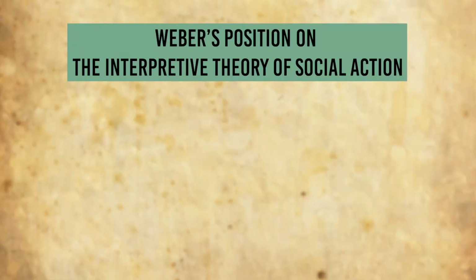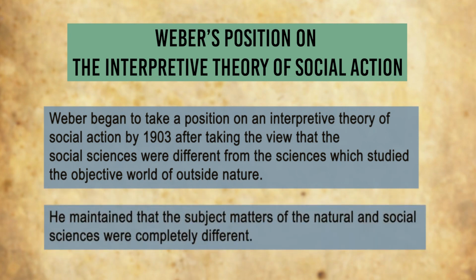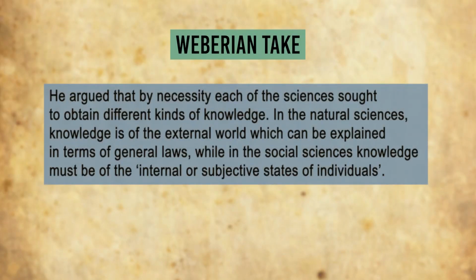Weber's position on the interpretive theory of social action. Now, Weber began to take a position on the interpretive theory of social action by 1903, after taking the view that the social sciences were different from the sciences that studied the objective and the natural world. He maintained that these two subjects are different, and therefore the subject matters are also different. Now, what is the Weberian take? He argued that by necessity, each of the sciences sought to obtain different kinds of knowledge. In the natural sciences, knowledge is to be explained in terms of general laws, while in the social sciences, knowledge must be the internal, the subjective state of the individual.